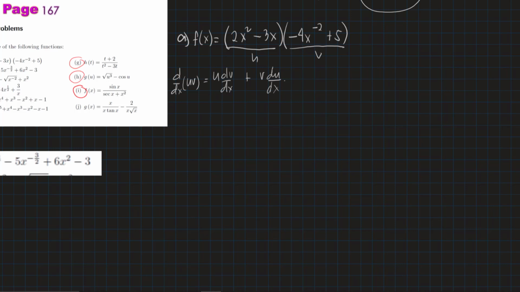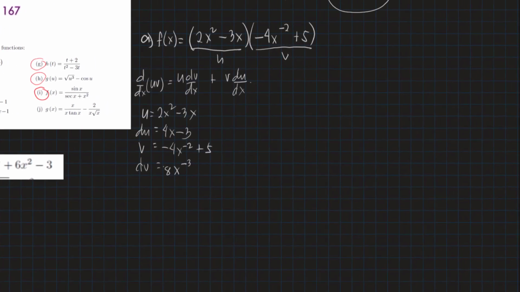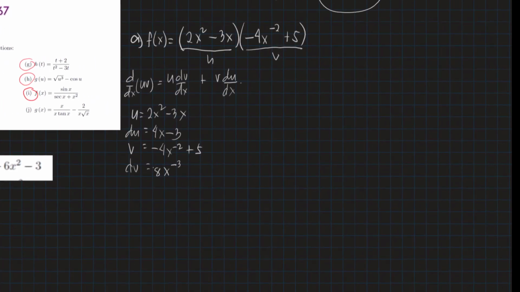Okay? And then, kunin muna natin yung mga values. Ang ating u ay 2x squared minus 3x. Ang ating du is 4x minus 3. Ang ating v is negative 4x raised to negative 2 plus 5. Ang ating dv ay positive 8x raised to negative 3. Kasi magpa-plus 1, magma-minus 1 ka rito, so magiging negative 3. Then 0 na to. Okay?